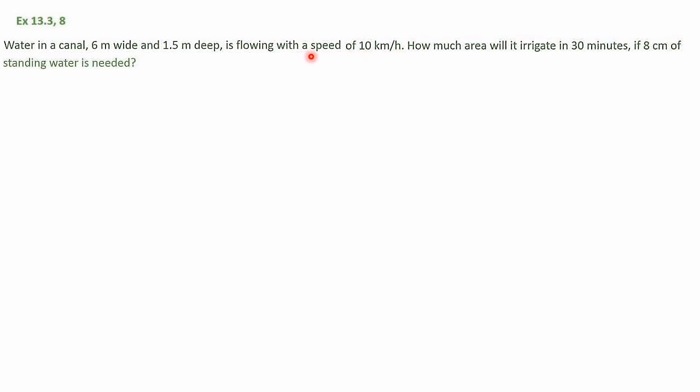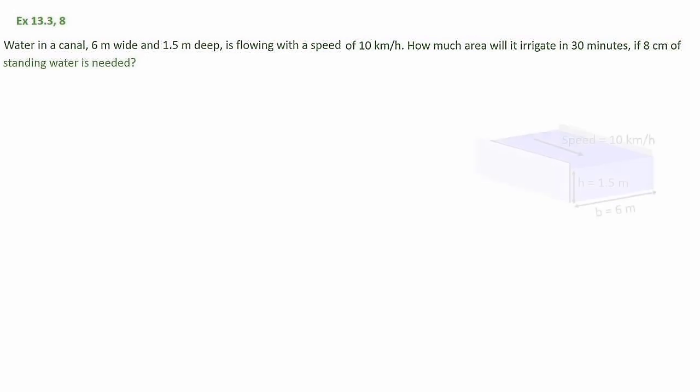So here we will take it in another way. This speed means in 1 hour the water will flow 10 km. How much area will it irrigate in 30 minutes if 8 centimeter of standing water is needed? So how much area will it irrigate? The water will be used to irrigate in 30 minutes if 8 centimeter of standing water is needed. The height of that particular quantity of water is 8 centimeter.